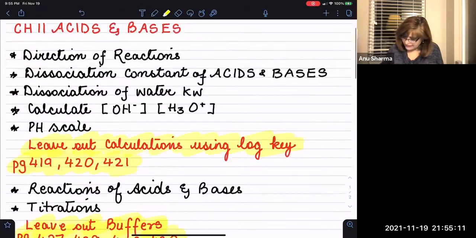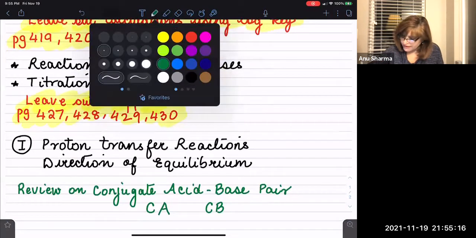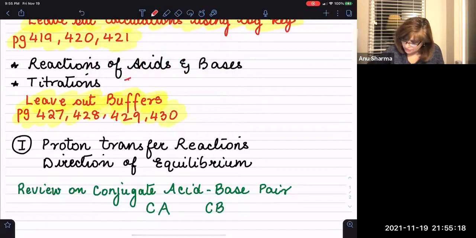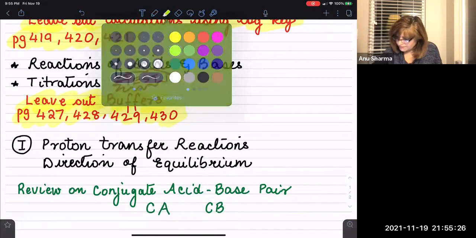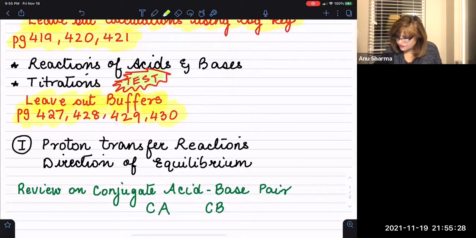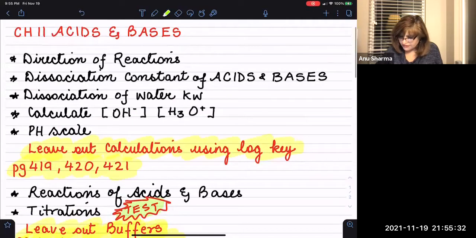Okay, so let's see. And then the important things are obviously, the titration is very important. Okay, so this is going to be on the test, that is for sure. This is definitely going to be on the test, the titration. And the directions of the reactions of acids and bases, all these other things are also important. But definitely titration is going to be on the test.